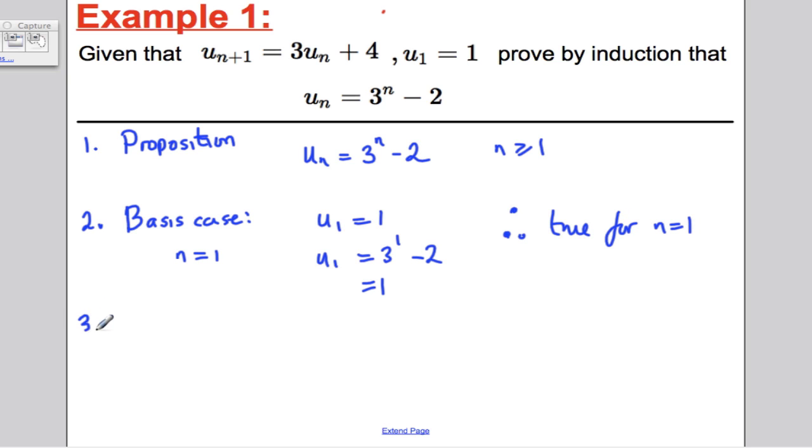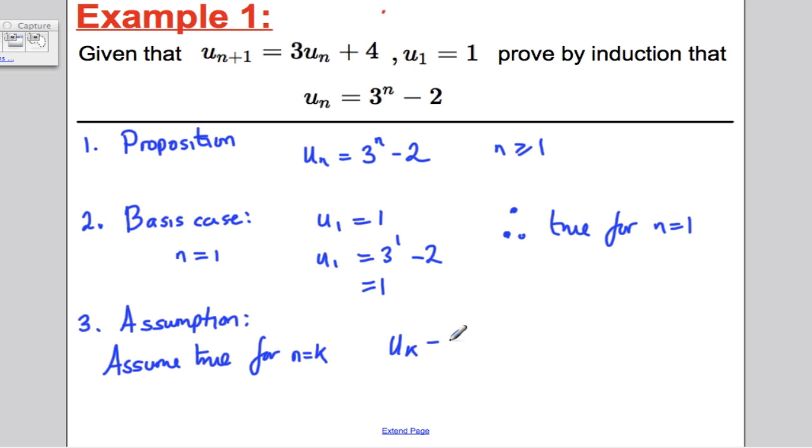Now, the third stage. This is our assumption stage, as always. We're going to assume that this formula is true for n equals k. So assume true for n equal k. And we're going to write down what that means, i.e. that u subscript k is equal to 3 to the k minus 2. So we've done nothing really hard here so far.